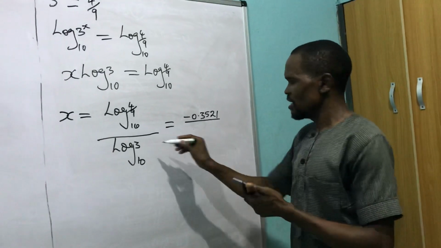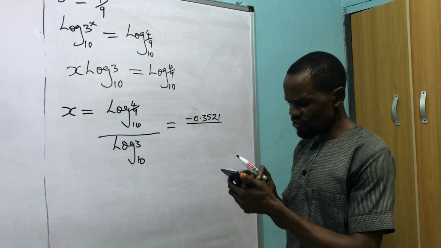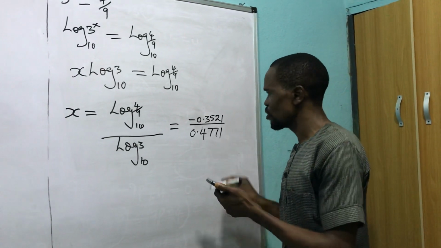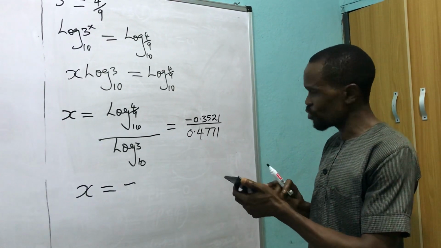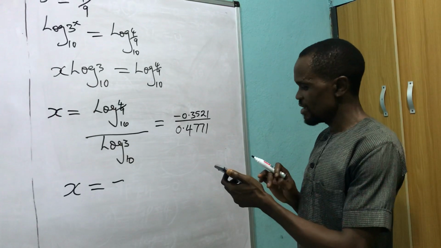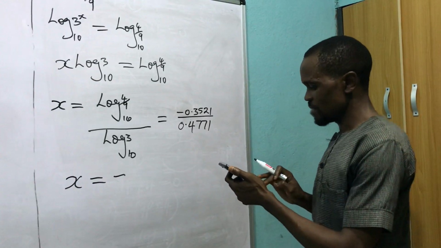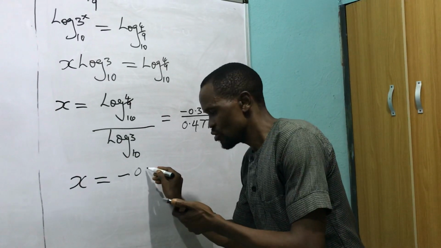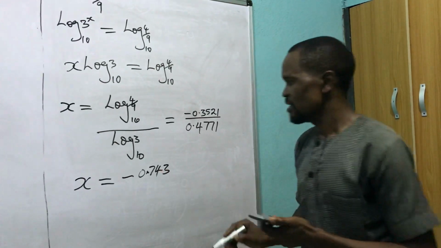0.3521, divided by log 3. Press log 3 in your calculator, and log of 3 gives me 0.4771. Then I divide: negative 0.3521 divided by 0.4771. In my calculator, I have negative 0.7380 approximately.